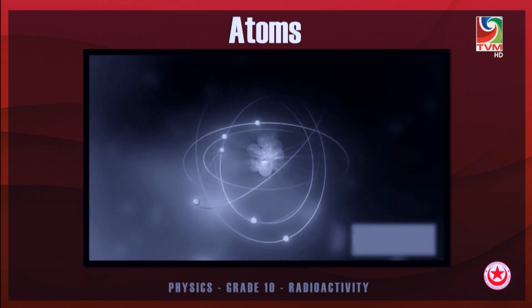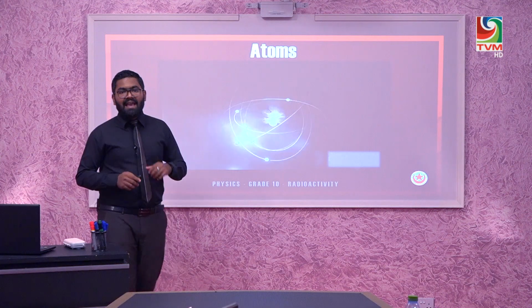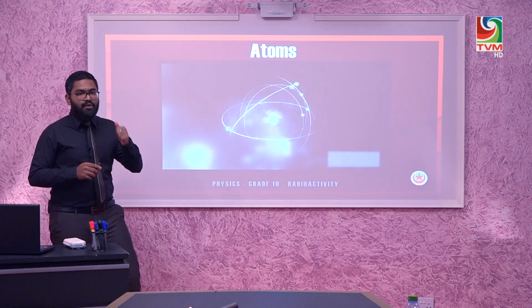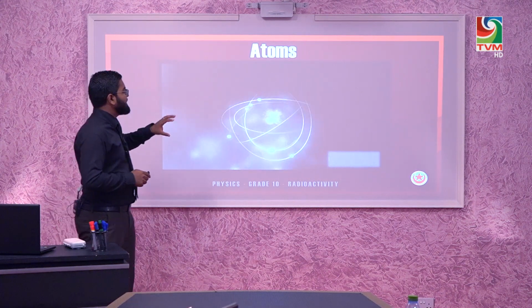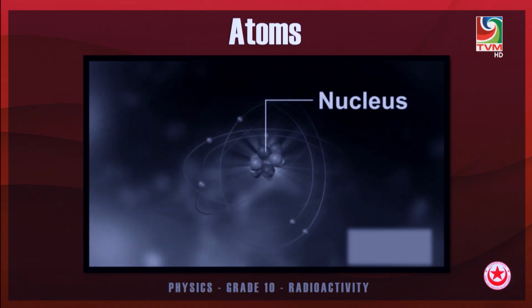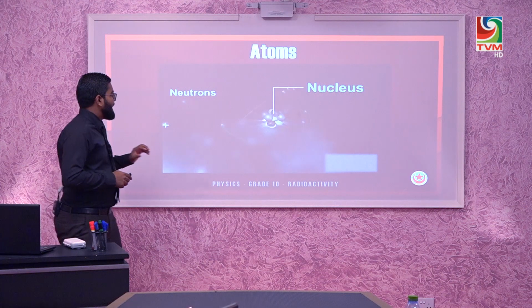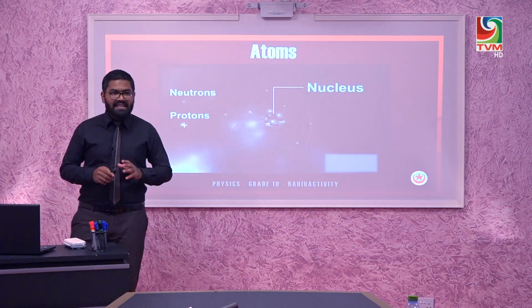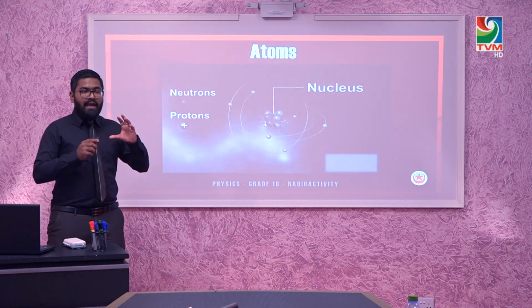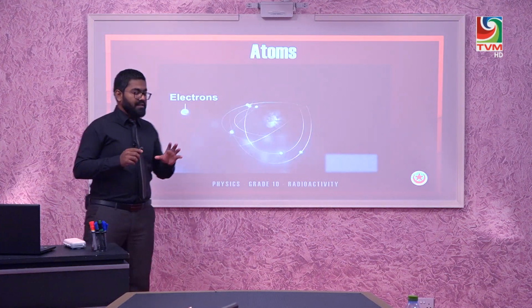Now, first of all, let us recall what an atom is. You must have studied it in chemistry. An atom consists of protons, neutrons and electrons. Inside the nucleus, we have the protons and the neutrons, and surrounded by that are the electrons orbiting around. A normal atom is said to be electrically stable.